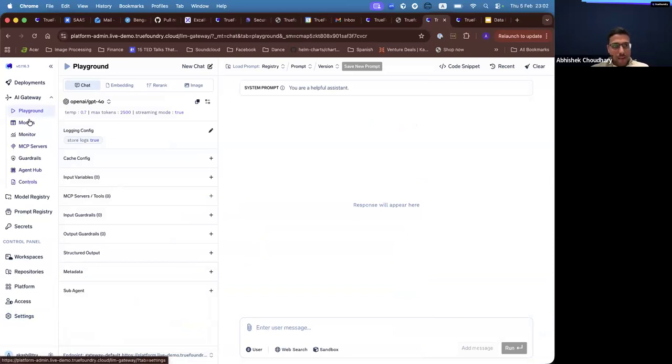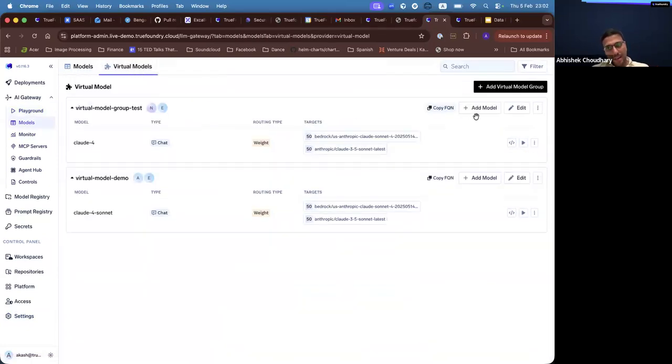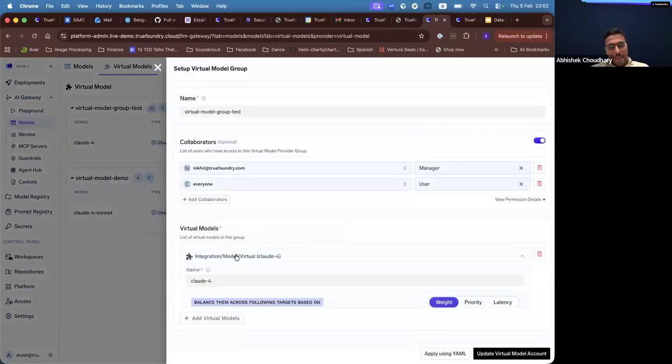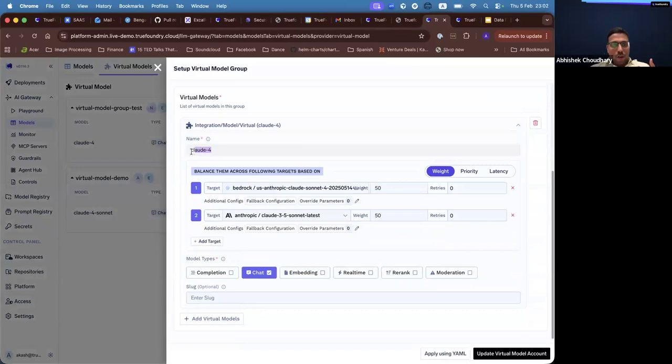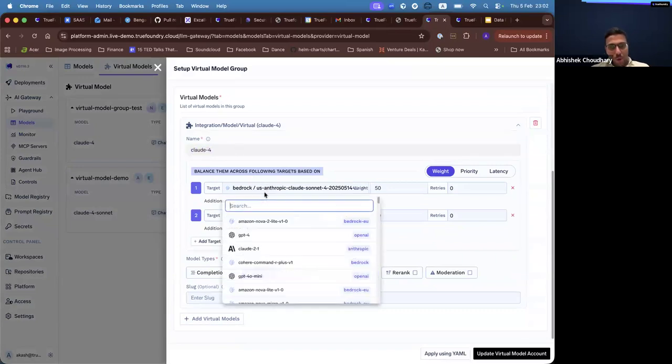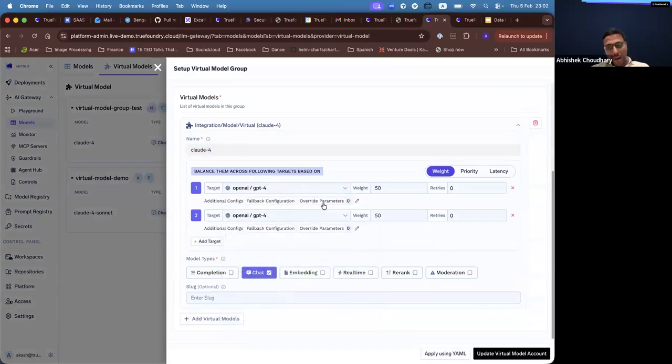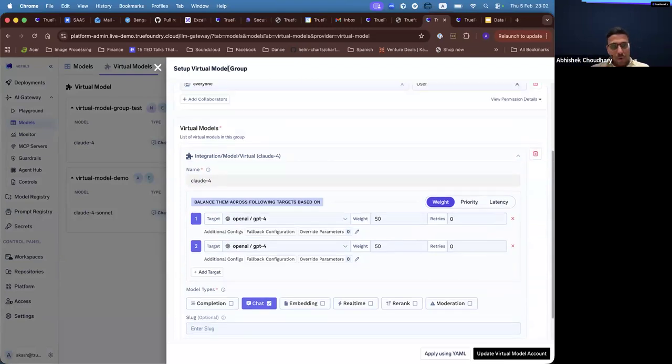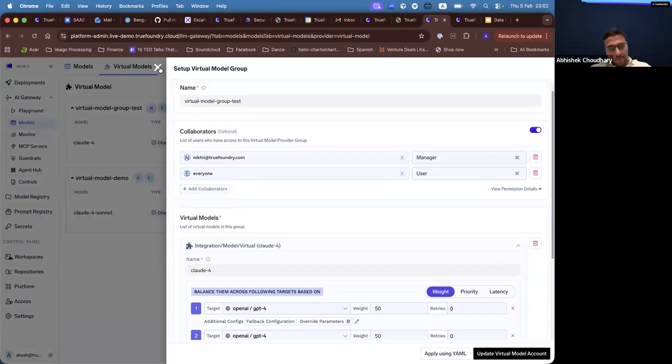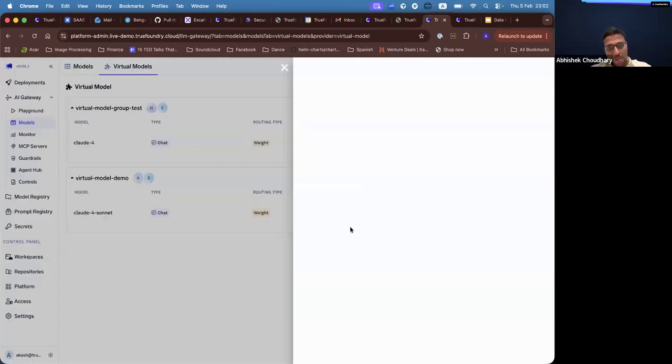And then once you have added all these models, you can also define a concept of virtual models, where you can say that for my US model, I don't care if it's US East or US West. So I will add my two US models here, and you can distribute the traffic between these two US models based on weight, priority, or latency. So you can create a virtual model called US Claude 4, or a virtual model called EU GPT-4. Then your applications will use EU GPT-4, and you give access to this EU GPT model only to your EU applications. So you can do that access control of who can access what models.